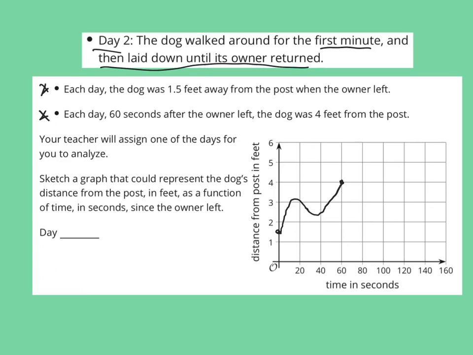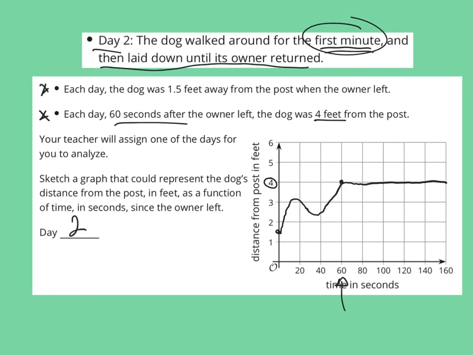Okay, and then what? It says he walked around for the first minute. At the first minute is that 60-second mark. Then the dog just laid down until the owner returned. So he lays down. His distance remains unchanged. That means straight line. Straight line means no change in distance, right? Remains at 4 feet away. At 60 seconds, the dog has to be 4 feet, which is 1 minute. So the dog stays at the 4-foot mark.